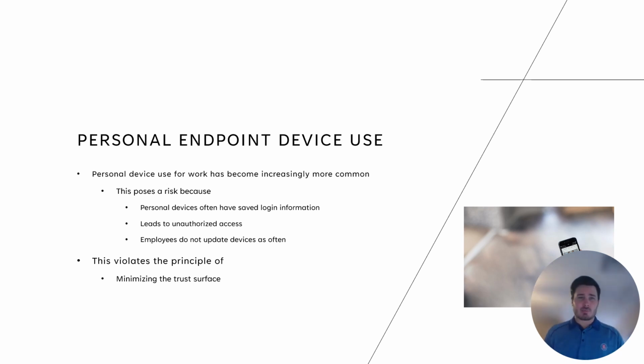But this violates the principle of minimizing the trust surface. We want that device to kick you out every time so that you have to log in and go through the authentication methods. But if you have your saved information, then it just makes it easy for anyone to access the system. So that one we will have to work on and teach our employees that if they're going to use their personal devices, make sure it's logged out and no information is saved.